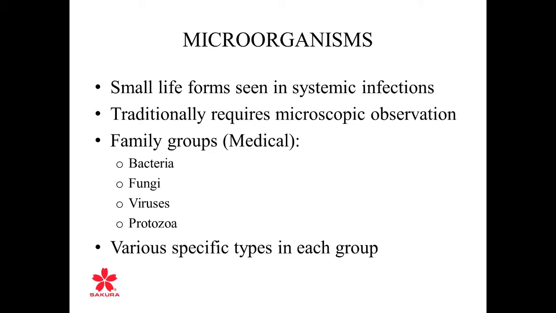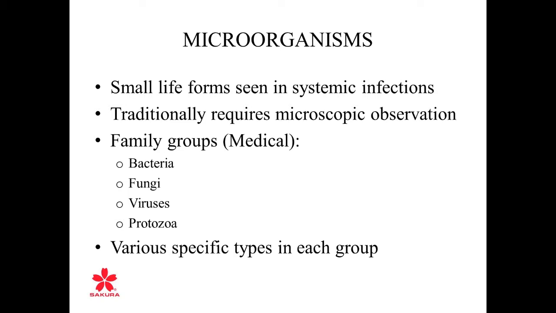The next slide basically just talks about what microorganisms are. They're small life forms seen in systemic infections. The nature of systemic infections is that they spread throughout the body. They grow basically as a colony, and then by some form or another, they spread throughout the body and cause major medical problems. Traditionally, they're so small that they require microscopic observation, and because of this, there's a high risk of false negatives. So far as medical reasons, they're divided into 4 primary groups.